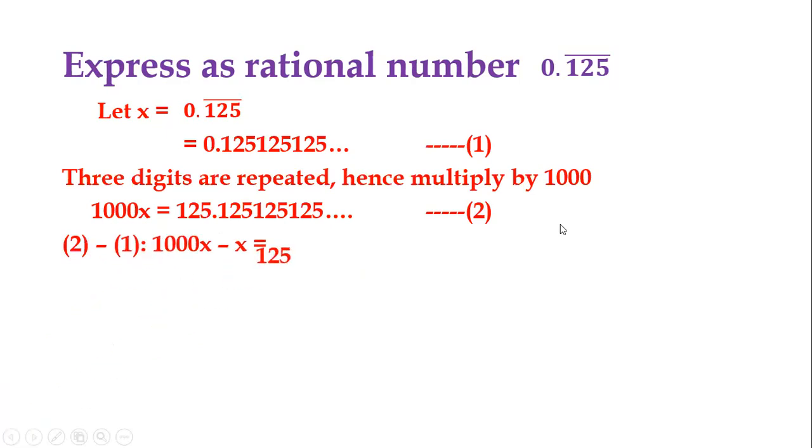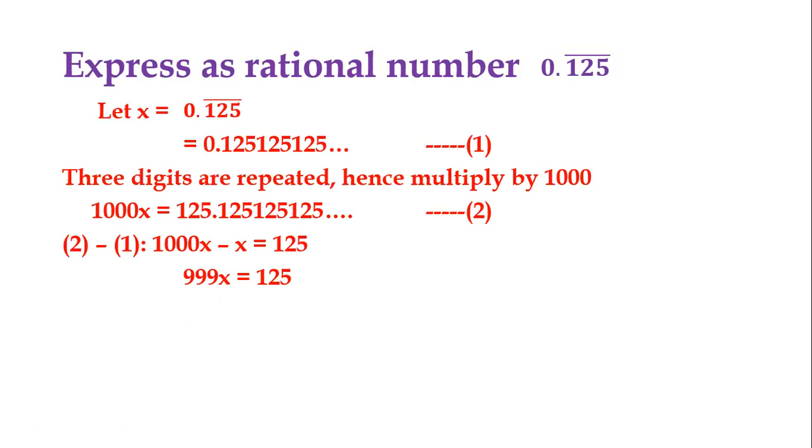I am going to subtract 2 minus 1, second equation minus first equation. So 1000x minus x equals, since 125 is repeated, the values after the decimal point will get cancelled. 125 minus 0, this is 125. So this is 999x is equal to 125. I am going to divide by 999 on both sides.